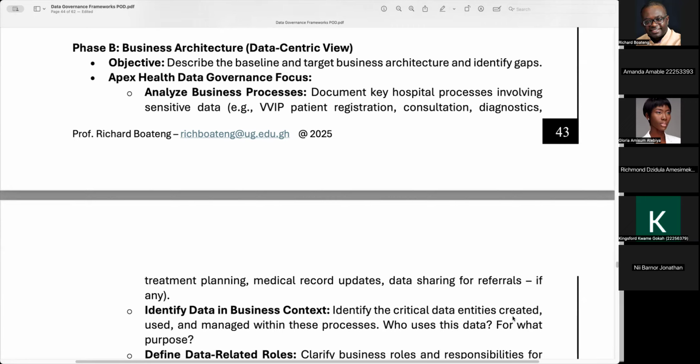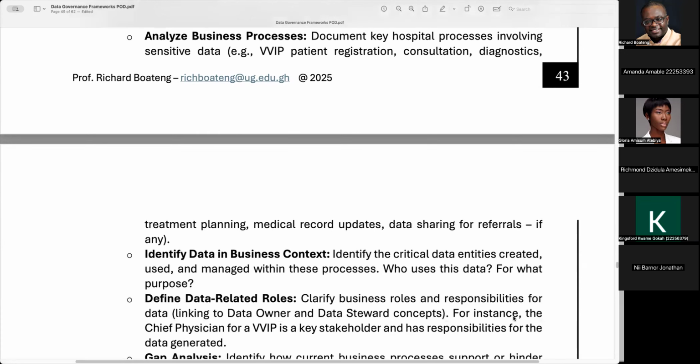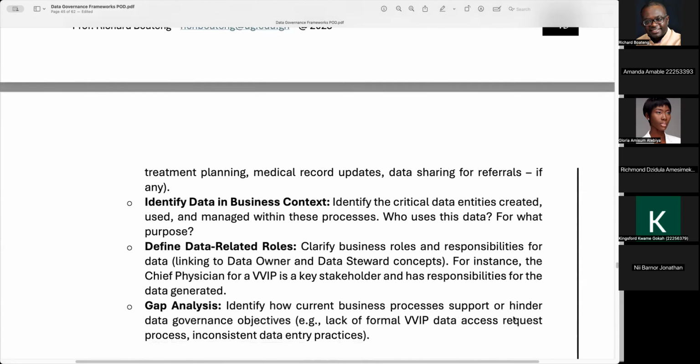They would meticulously identify the data that is created, used, or modified within these business contexts. What are the critical data entities, like patient record, treatment plan, lab result? Who uses this data, and for what specific business purpose? They would also define the data-related roles within the business architecture, linking them clearly to the data owner and data steward concepts defined by the governance framework.